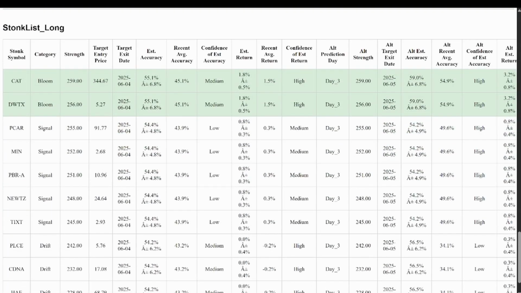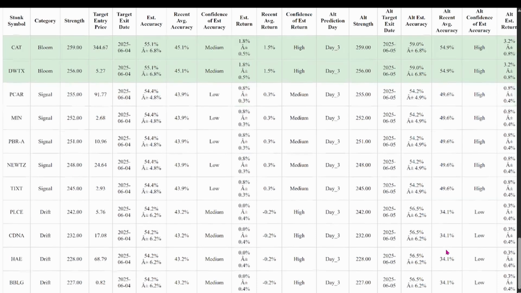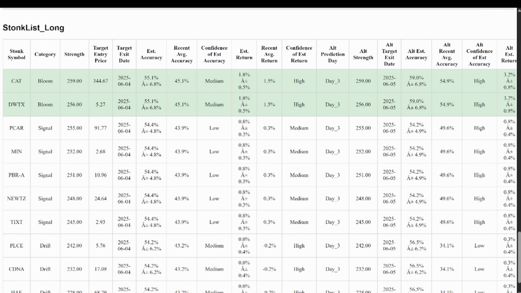The target exit date corresponds to the time period for the forecast. Estimated accuracy is how well the model thinks it can predict increases for this strength group. Recent average accuracy is the back-tested accuracy for this strength group in this model configuration. Same goes with the estimated returns and recent average returns.